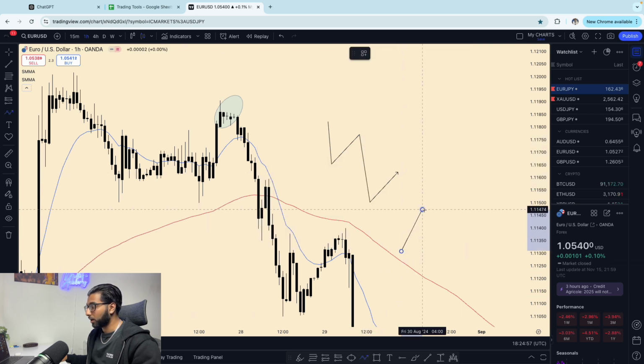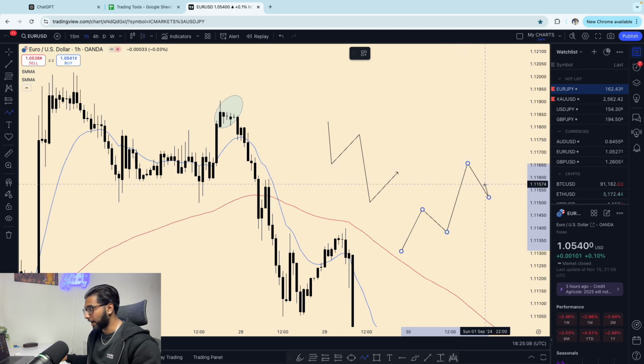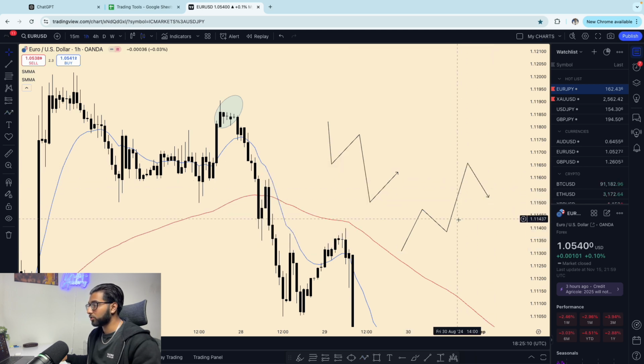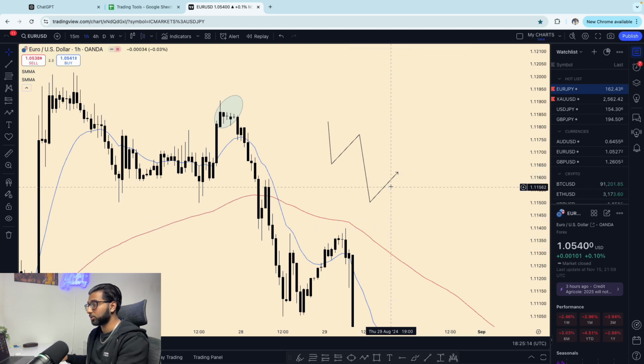We got up, down, up. This downwards push is the retracement. So we got the up, down, it's called retracement. And that's where you use your Fibonacci tool to predict where the retracement could be.